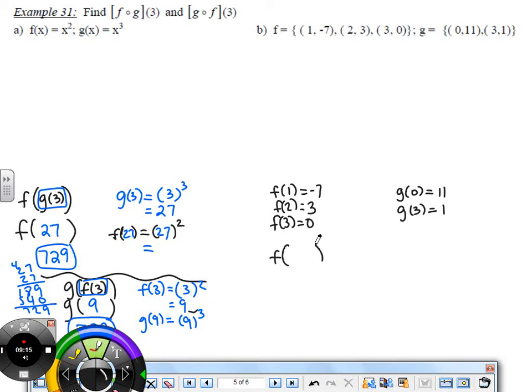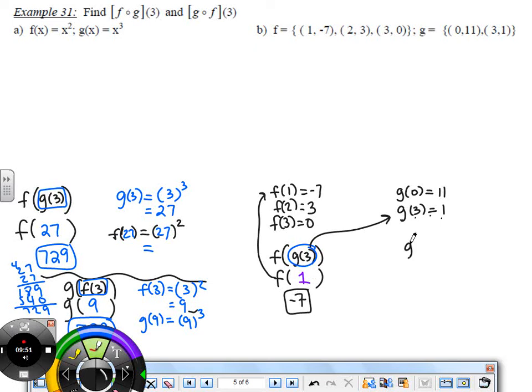So the first calculation is to do f of g of 3. Now remember, that means we're going to find g of 3 and replace it into the f function. So to find g of 3, look over here, see that g of 3 is equal to 1, then that means I'm replacing g of 3 with 1. And then to find my final answer, I need to look at f of 1, and up here I can see that f of 1 is equal to negative 7. So this is just a different way to do it if they give you some written out sets. Okay? So if they give you the whole set, then you can do it that way.